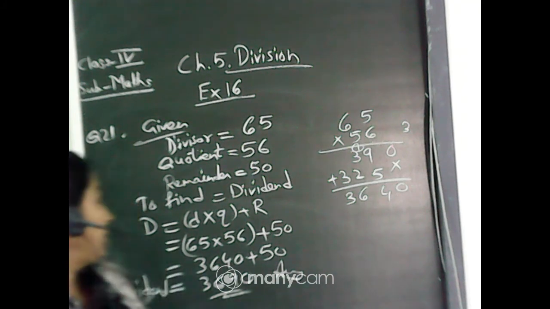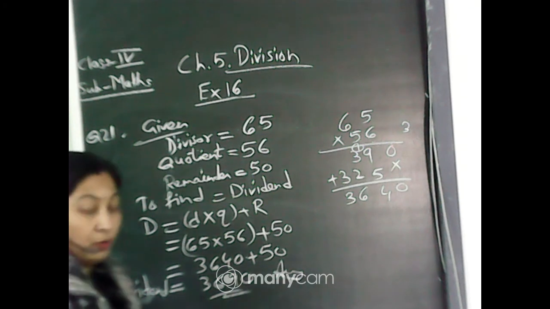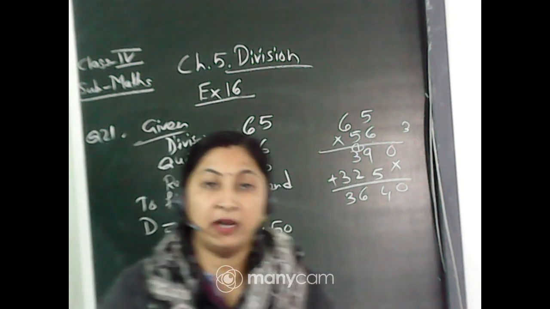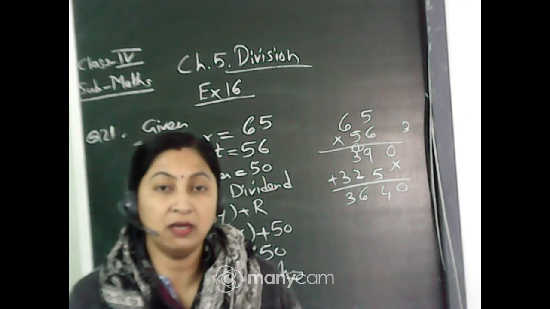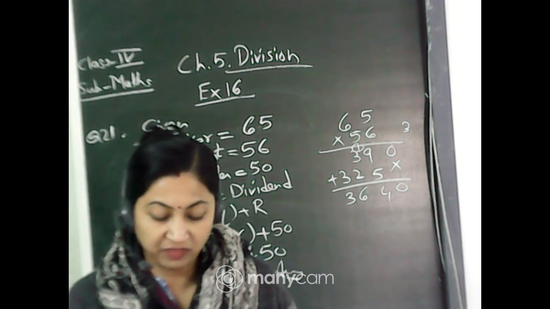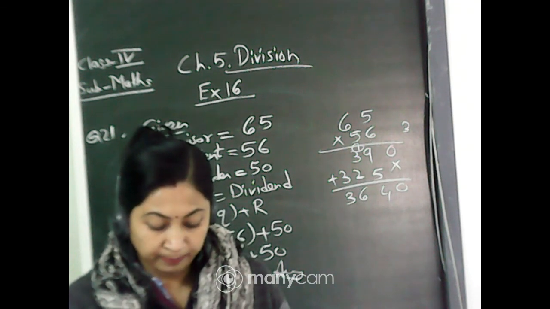And suppose the dividend is given, divisor is given, quotient is not given, remainder is also given. So in that case also, you will put this in the formula and then find out the quotient. Okay. So revise this formula to find out any one of these. That means if the other three are given, you can find out the fourth one. Okay, with this formula. So this is all about exercise 16.